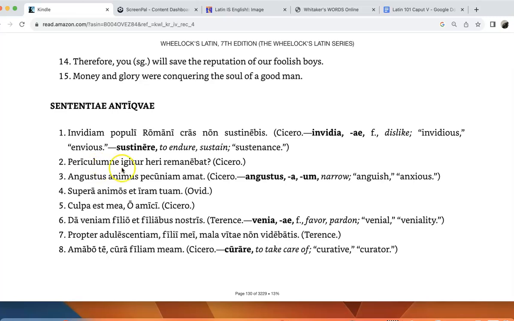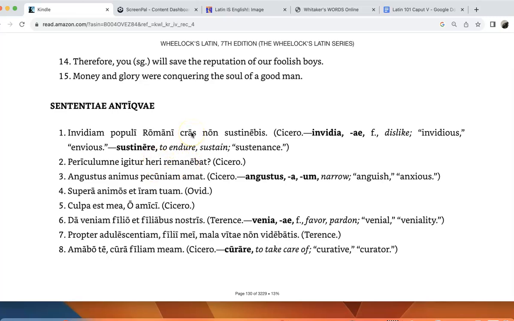Duo. Periculum ne igitur heri remanebant. So here we have another saying by Cicero. Remember, Cicero wrote more about ancient Rome than any other author. That's why a lot of these are from Cicero. So in this one, here we have remanebant. So that's our imperfect, third person singular. Of course, this is where we get the word remain.